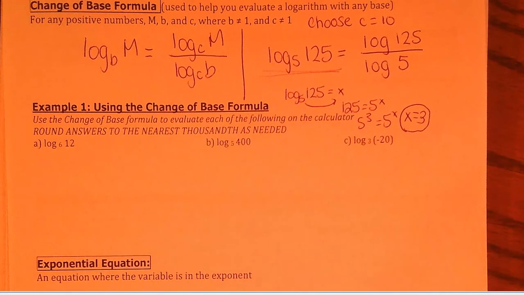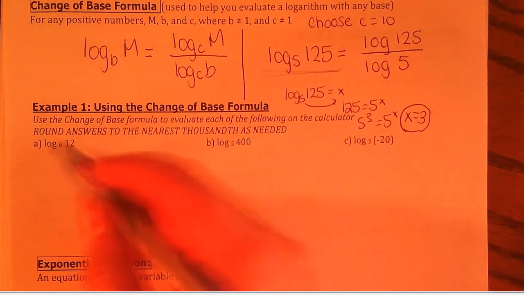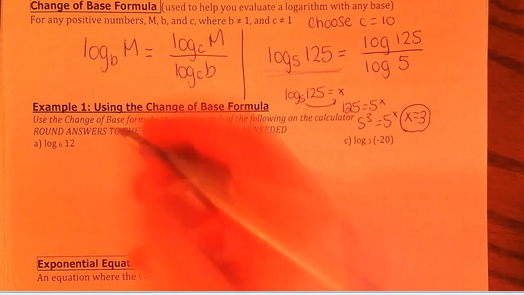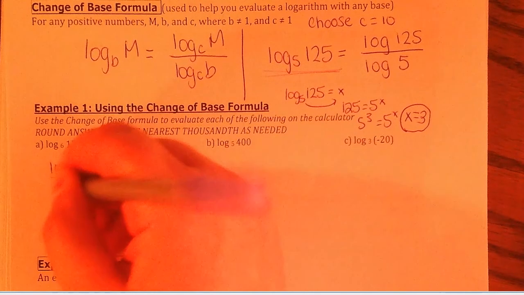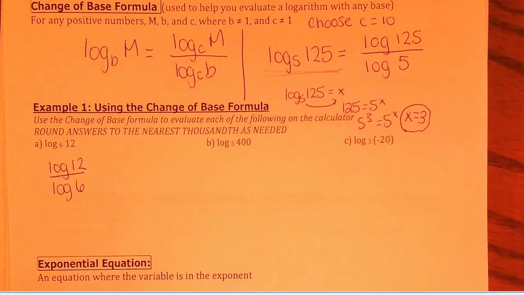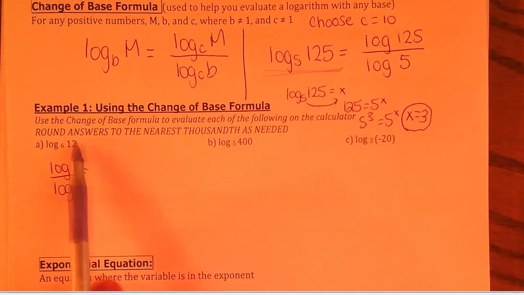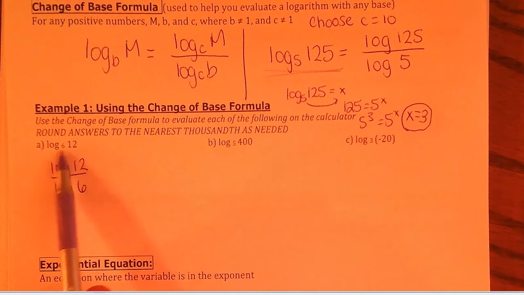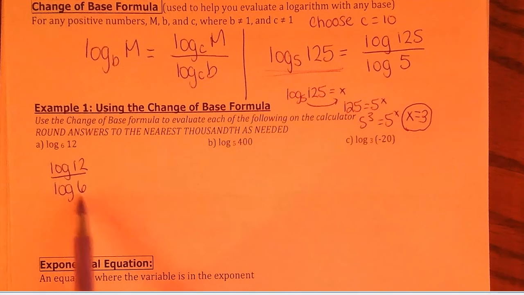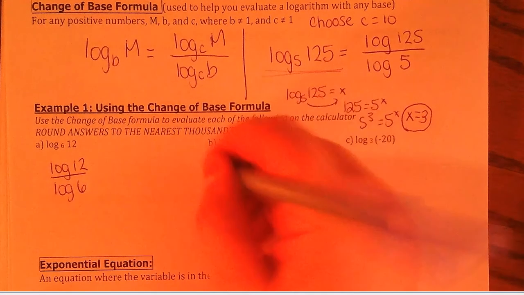So I'm going to write this out, and then I'm going to grab my calculator and evaluate. So I want to change the log base 6 of 12 to base 10. So I just do the log of 12 divided by the log of 6. And remember, if I don't write the subscript, that's going to be a base 10, so we can do it on the calculator. Whatever you're taking the log of in the original goes on the top, and then the log of whatever the subscript is, that goes in the bottom when you set this up.